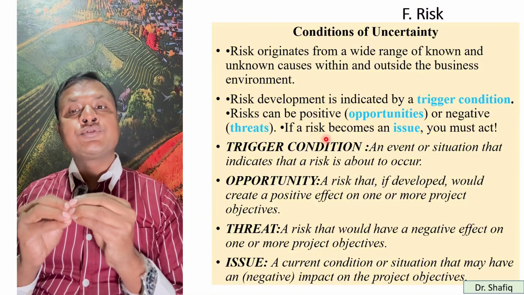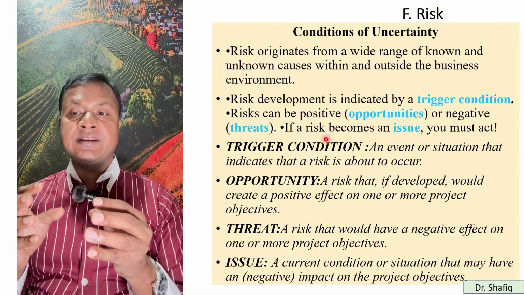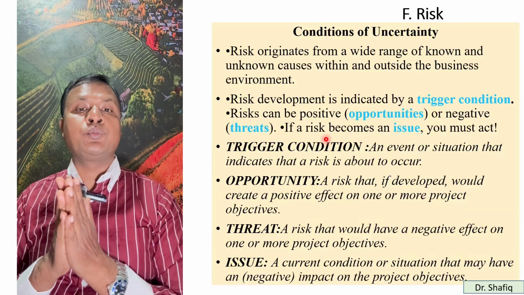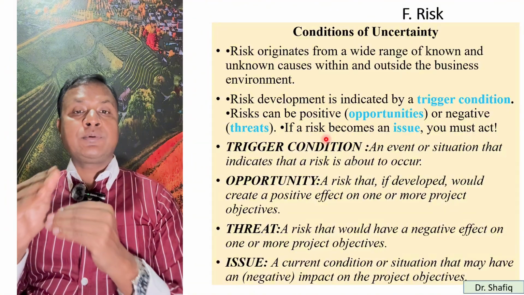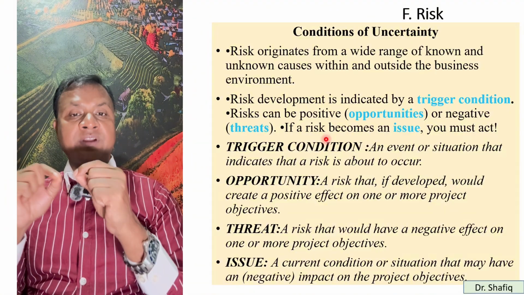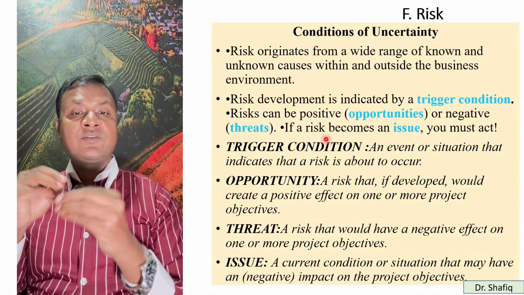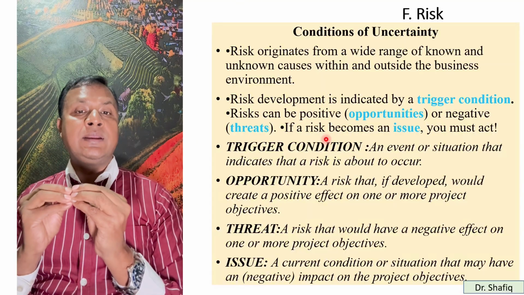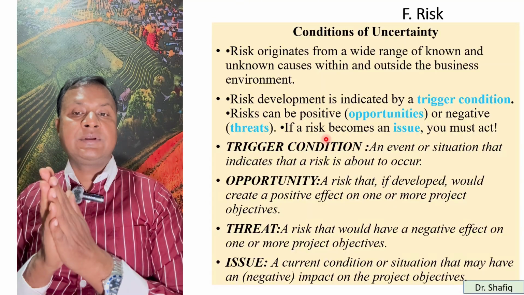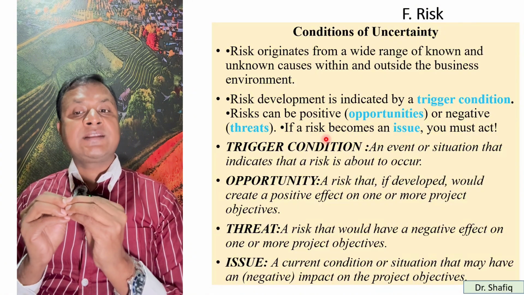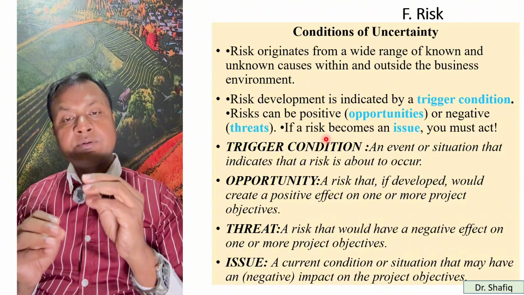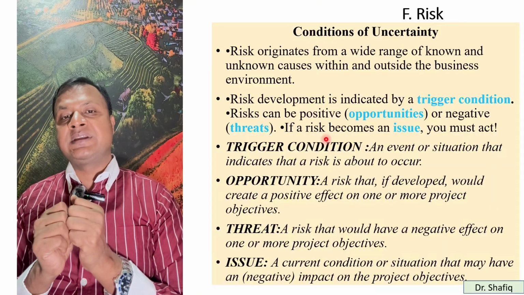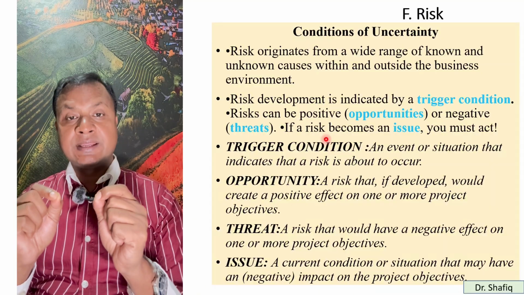Or it can be an opportunity. What is opportunity? A risk that, if developed, would create a positive effect on one or more project objectives. So, for example, for political reasons, the government of the country is changing. So it's a kind of volatility or risk, but the new government can be an opportunity for you. And then threat. What is threat? This is also a risk that would have a negative effect on one or more project objectives. That's why you call it a threat.